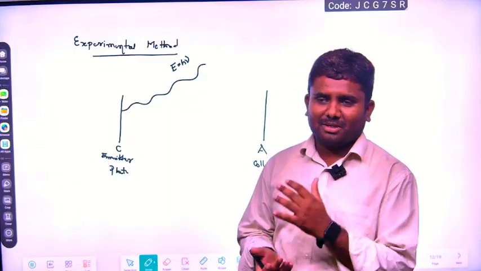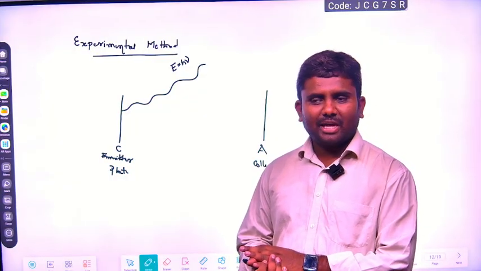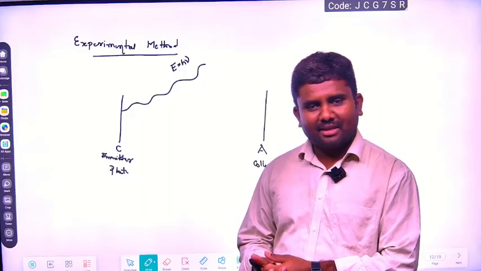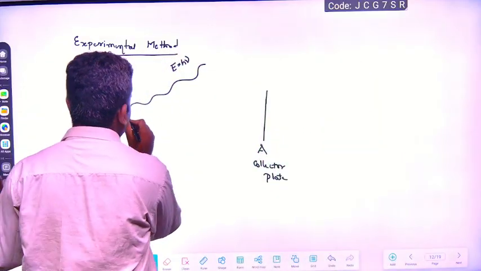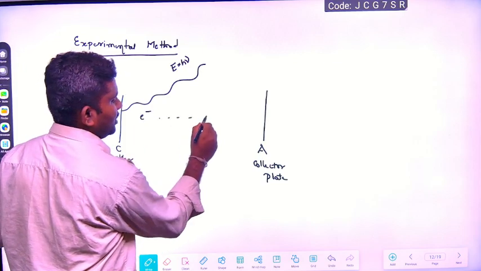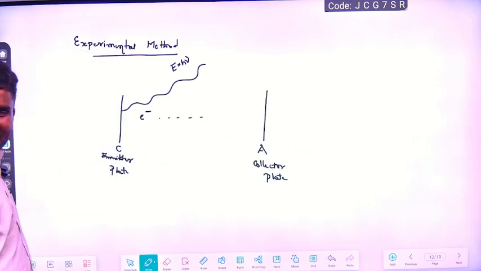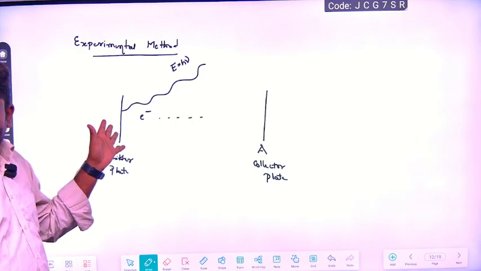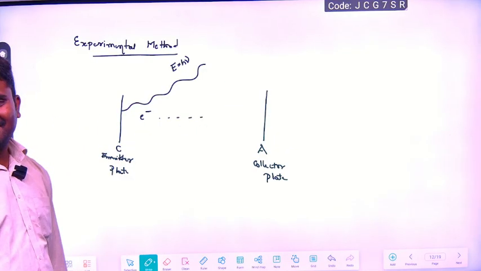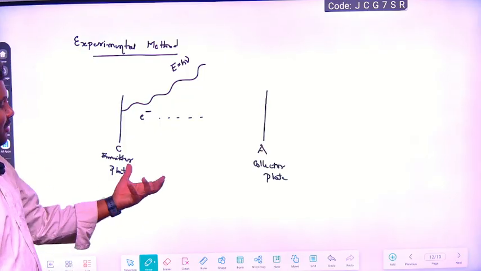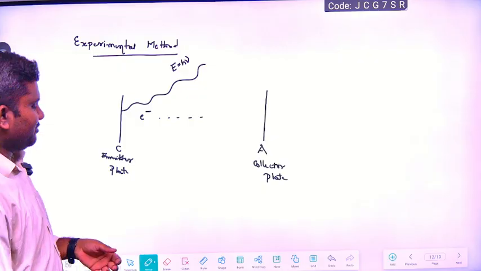For example, copper works very well with UV rays. Cadmium, zinc. Zinc is for visible light, I think. So the electrons just come out, and the collector plate will collect them. The emitter plate emits, and the collector plate collects. This is what we call photoelectric emission. So this experimental setup we will draw now.